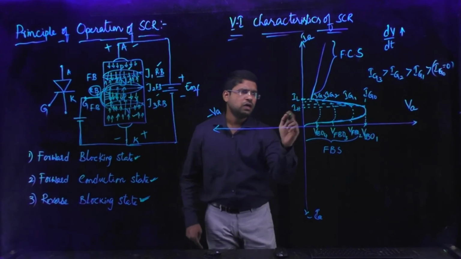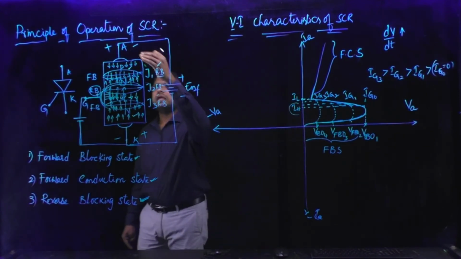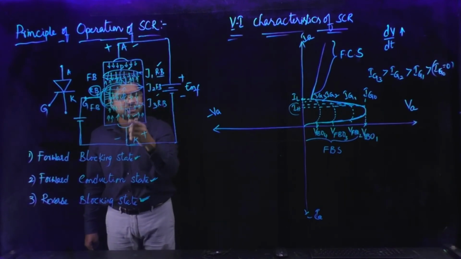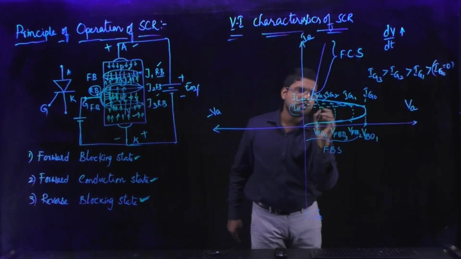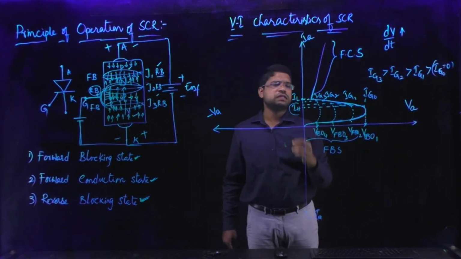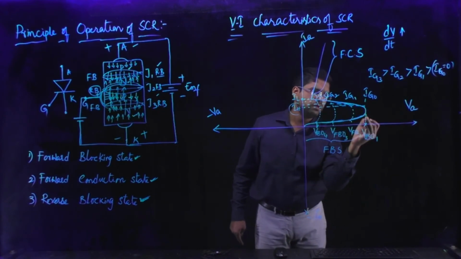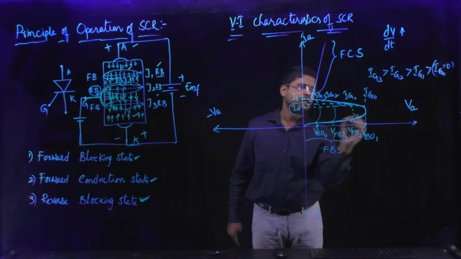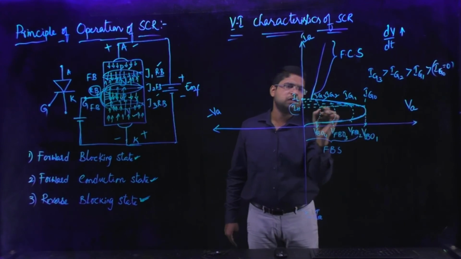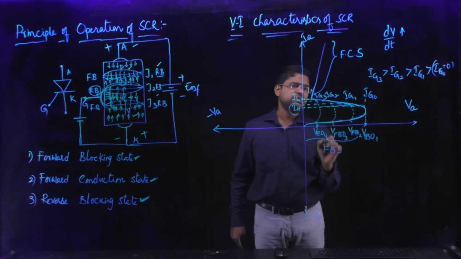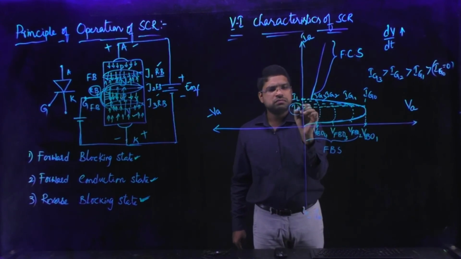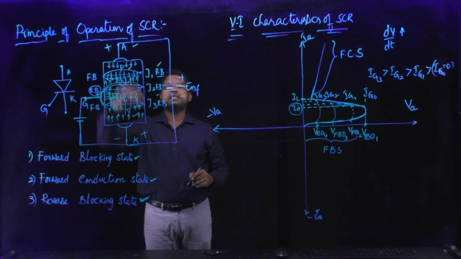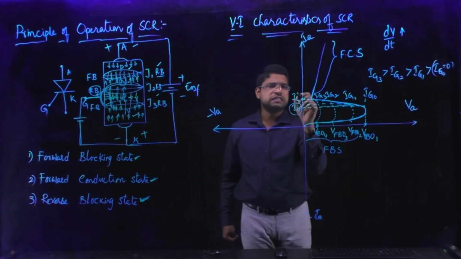Holding current is the minimum anode current below which the device will be turned off. You see here, this is the minimum anode current, IA being the anode current. So this is the minimum anode current below which the device gets turned off, right? Wherever forward breakover occurs, below the minimum anode current the device gets turned off.